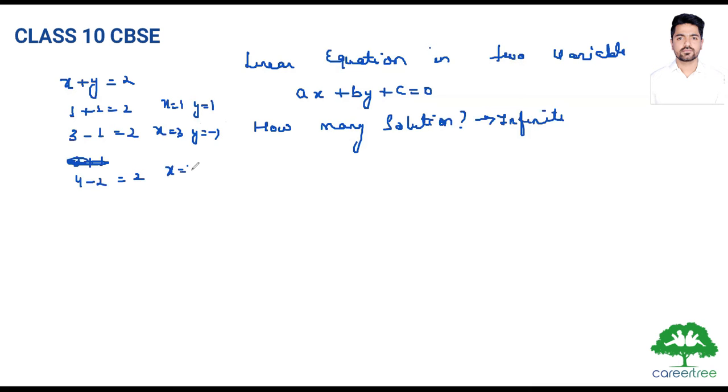X can be 4, y can be minus 2. Anything, right? Correct. So it is just one equation now. So there are infinite solutions for any one equation, correct?